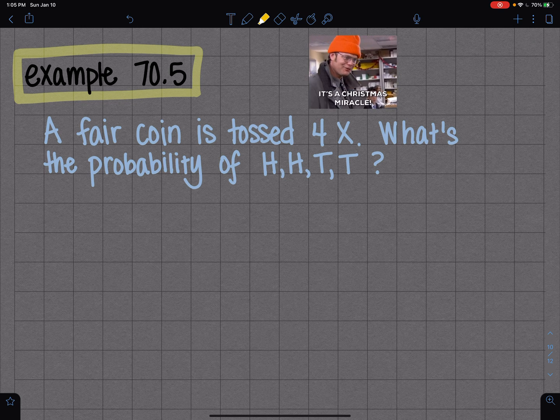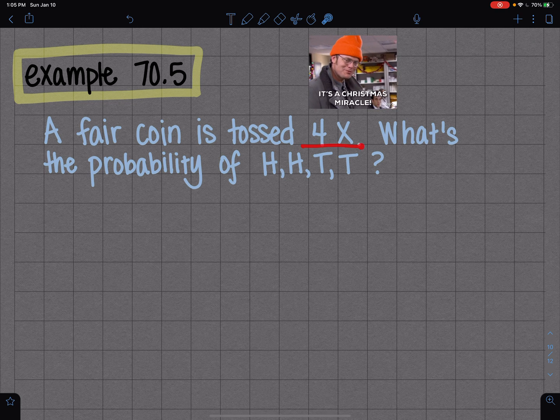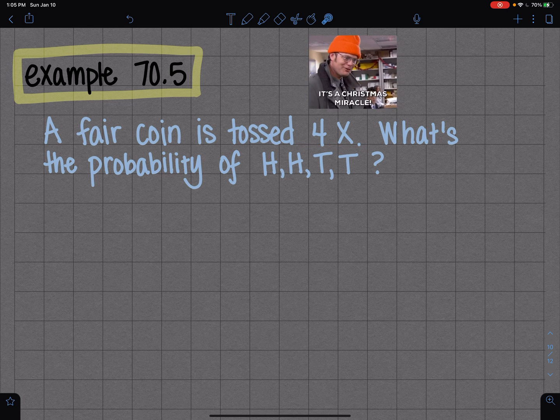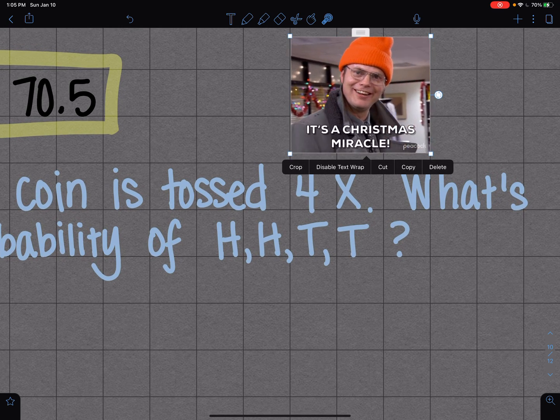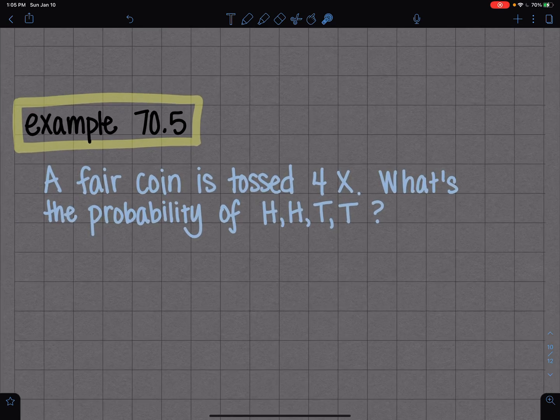A fair coin is tossed 4 different times. What's the probability of heads, heads, tails, tails? If you wanted that to happen and then it did happen, it would be like a Christmas miracle, right? So that's why I put that there. But he's a little distracting, so I'm going to remove it. So you toss a coin 4 different times. What's the probability of getting heads, heads, tails, tails?